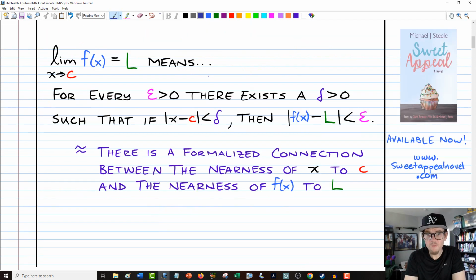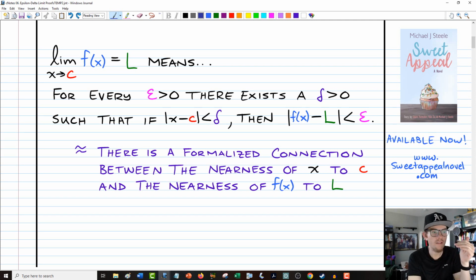So if you want to know what this really means, and you can tell something is coming because I've used different colors for all of the pieces here: the limit as x approaches c of f of x equals L means for every epsilon greater than 0, there exists a delta greater than 0, such that if the distance between x and c, that is, by the way, the absolute value of x minus c, is less than delta, then the absolute value of f of x minus L, or the distance between f of x and L, is less than epsilon.